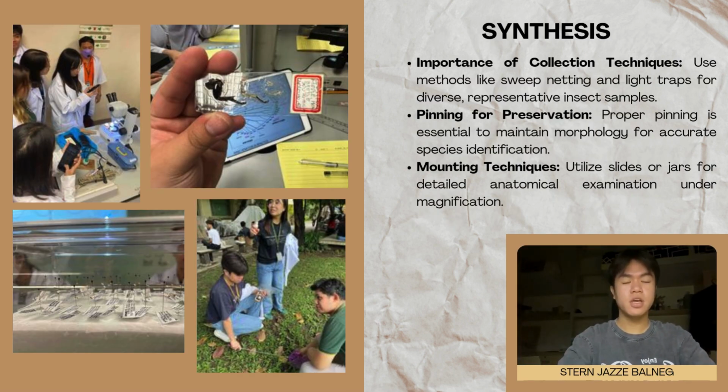In entomology, collection, pinning, mounting, and examination techniques are crucial for effective insect taxonomy and research. Proper collection methods, such as sweep netting and light traps, ensure a diverse and representative sample. Once collected, insects are typically pinned to preserve their morphology, which is vital for accurate identification. Mounting techniques, whether on slides or in jars, allow for detailed examination of anatomical features under magnification.